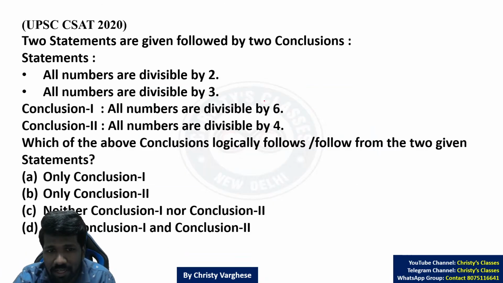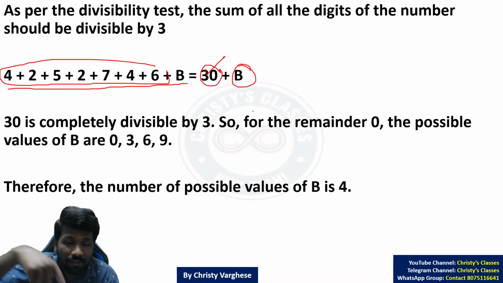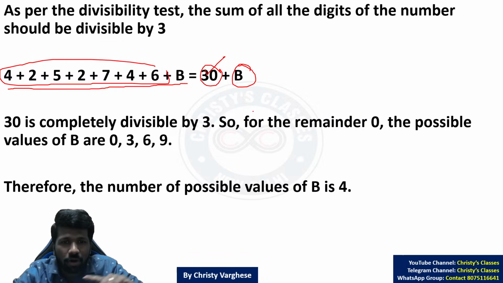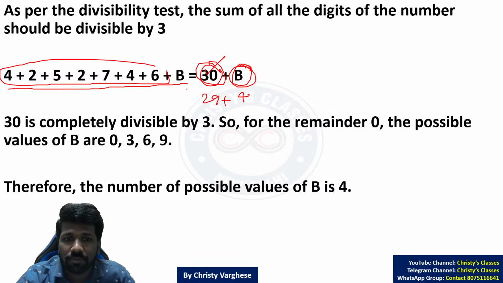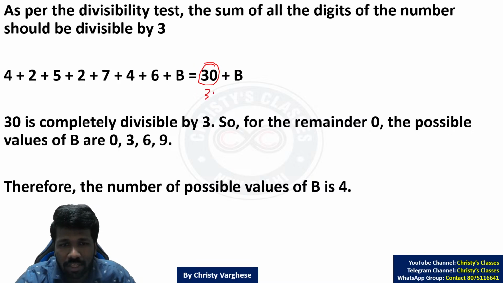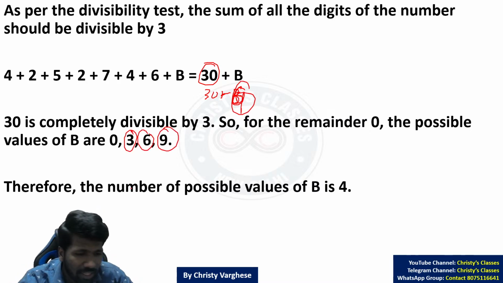That way, if 30 was not divisible, the other number may not be divisible. Like if it was 29, 29 plus 4, both are not divisible, but the sum can be divisible. But if 30 is divisible, then B should also be divisible. Just imagine, to 30, if you add a 4, will it be divisible by 3? No. You should add a multiple of 3. That is either 3 or 6 or 9, the only digits which are multiples of 3. So B should be either 3 or 6 or 9 only.